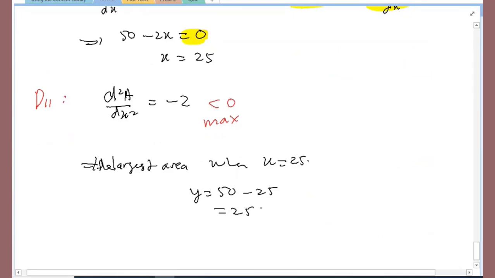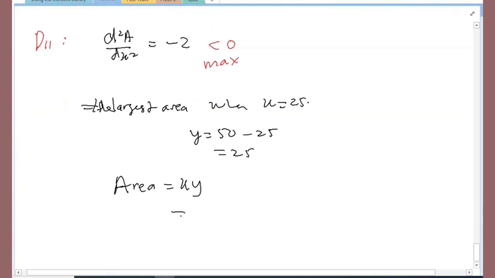So what is the largest possible area? Area is x times y. Substitute 25 times 25, that is 625. Check the answer. Okay, so that's that one.